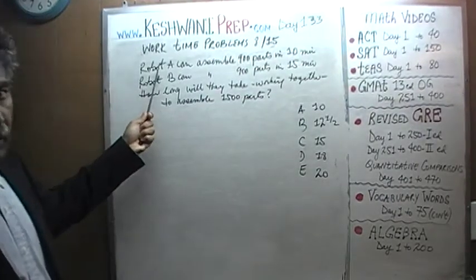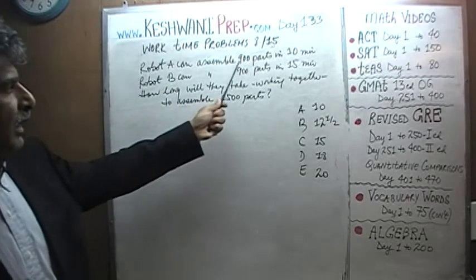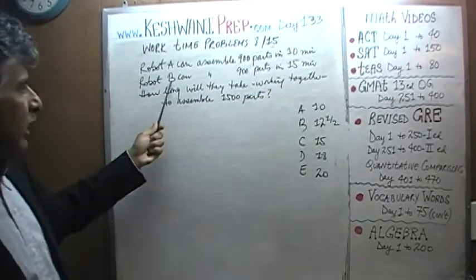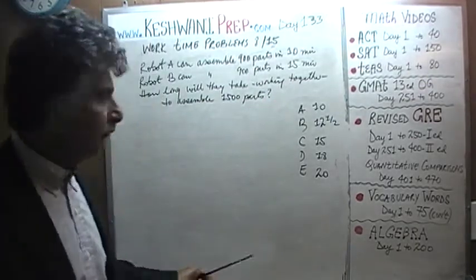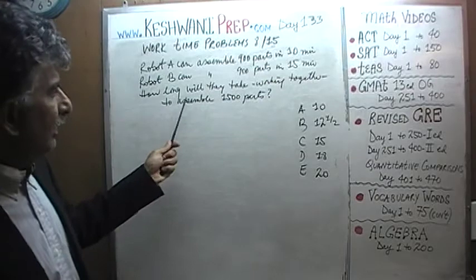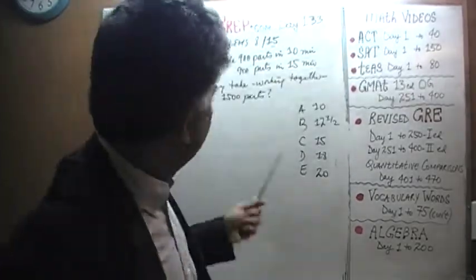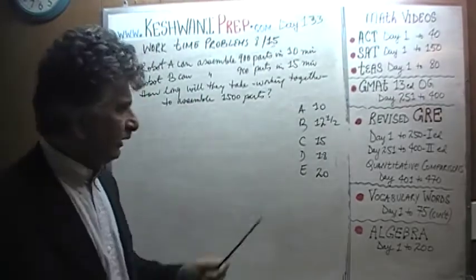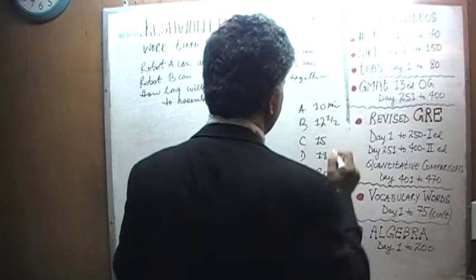We are told that we have two robots, robot A and robot B. Robot A can assemble 900 parts in 10 minutes. Robot B can assemble the same exact 900 parts in 15 minutes. The question simply is, how long will it take them working together at their constant pace to assemble 1500 parts? And these are the answer choices, all in minutes.